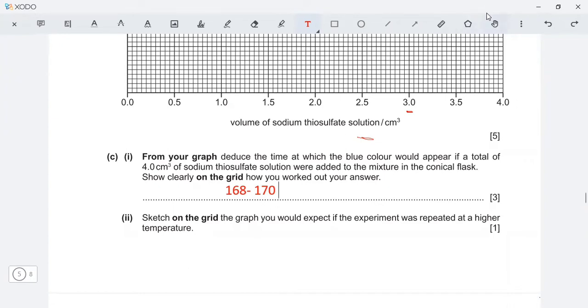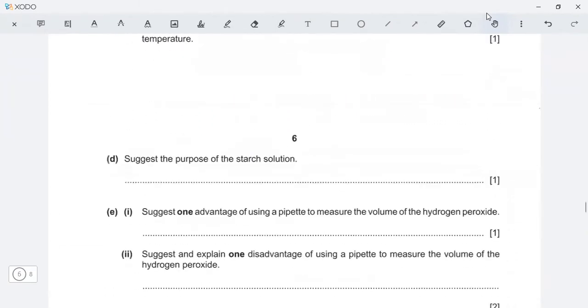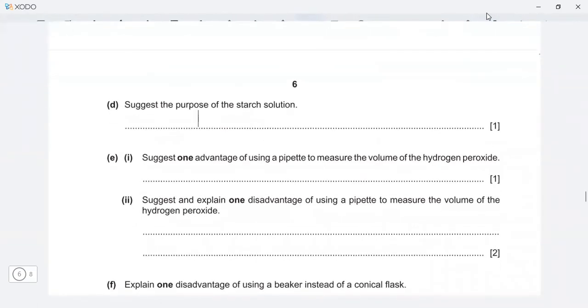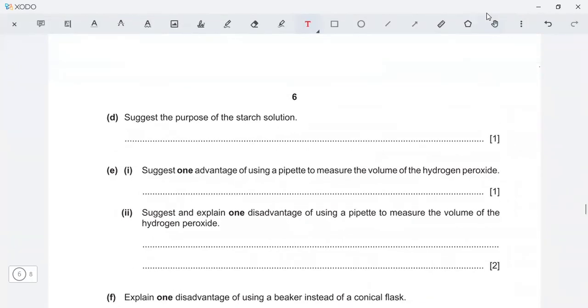Okay, fine. Next is this. Suggest the purpose of the starch solution. So what is the purpose of the starch solution? Basically, it will act like an indicator, right? This will act as an indicator. This is the purpose: it is going to work as an indicator. Simply write indicator.